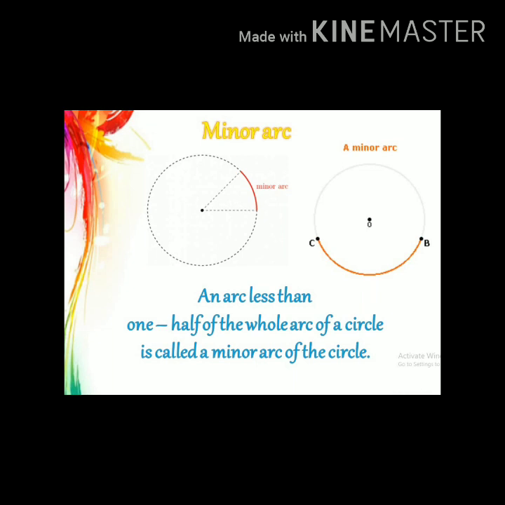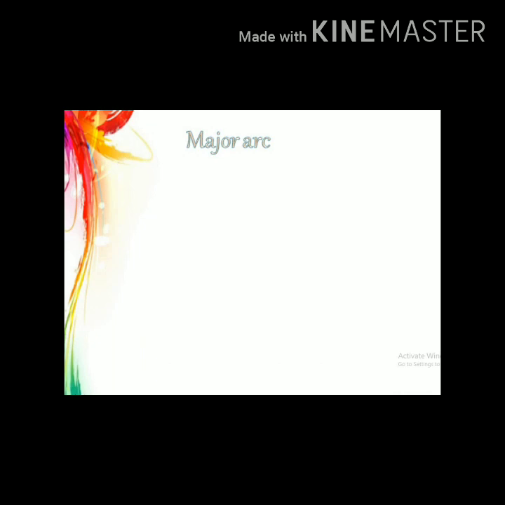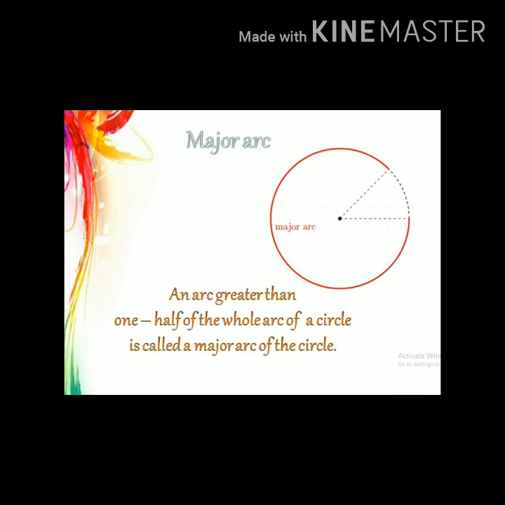An arc less than 1/2 of the whole arc of a circle, we can call it a minor arc of the circle. Then what is major arc? Surely the major arc will be greater than that of the semicircle, right? In this circle, the red color indicates major arc. You can see that it is greater than semicircle, or greater than 1/2 of the arc, right? So major arc means an arc which is greater than 1/2 of the whole arc of a circle. It is called major arc of the circle.